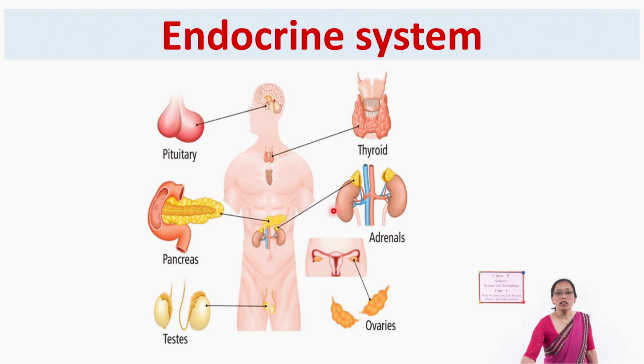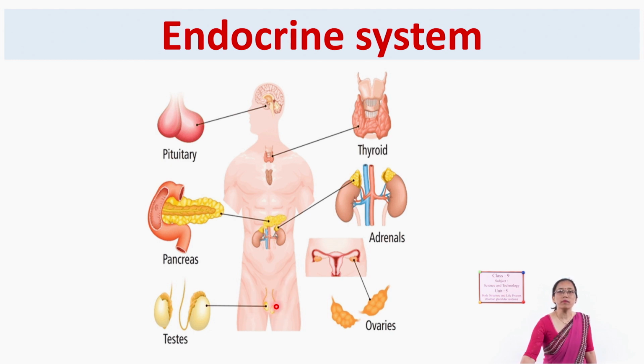Kidney. Okay. At the top of the kidney, can you see these small cap-like structures? Can you see the cap of the kidney? These cap-like glands which are present at the anterior side or the top of the kidney are called adrenal glands.